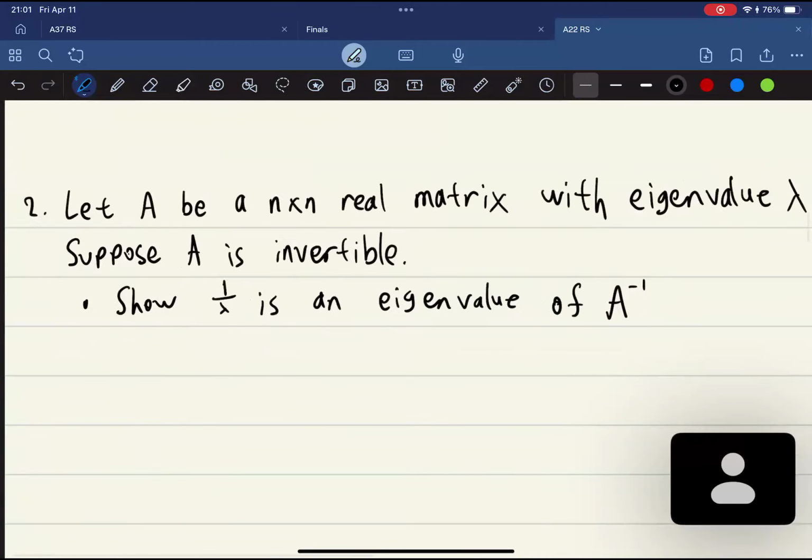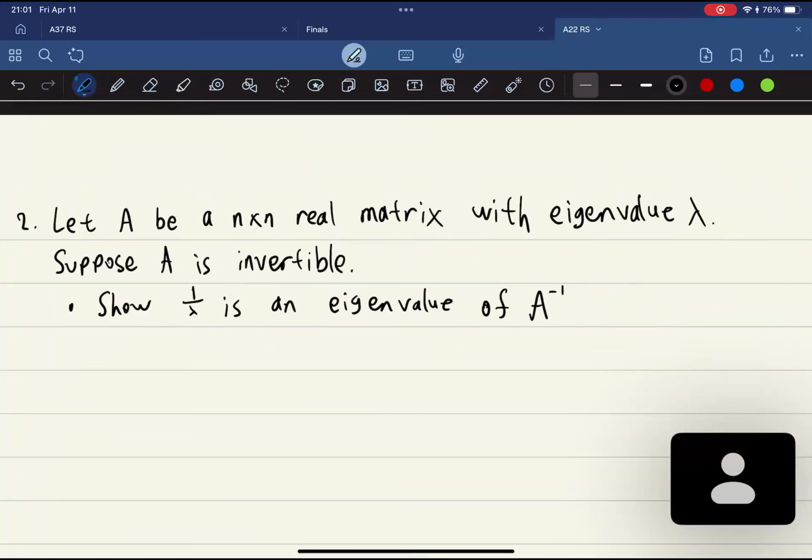So next, A is an n by n real matrix with eigenvalue lambda, and we suppose that A is invertible. We want to show that 1 over lambda is an eigenvalue of A inverse. So again, any ideas?